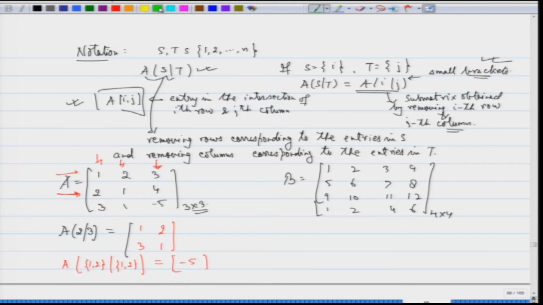Similarly, when I am looking at B of (3 4|...), I am removing the third and fourth. So, I am doing that, the third and fourth, and this is the fourth one. So, it is 1 2 3 5 6 7 1 2 4. Is that okay? So, you can remove and then look at what is left out. Fine. So, with these notations, let me now define what is a determinant of a matrix.